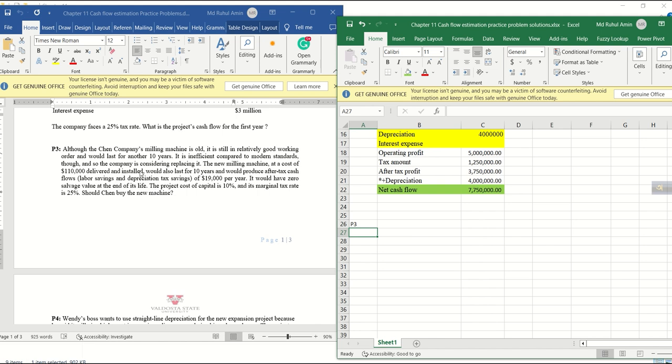We have a company, and the company has a milling machine that is old, but it is still functional and can run for the next 10 years, but it is inefficient compared to modern standards. That's why the company is planning to replace it. The new replacement machine cost is $110,000, and the number of years functioning would be 10.